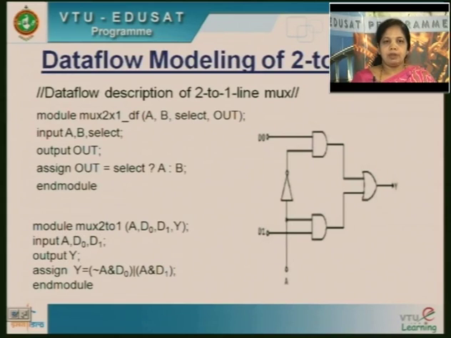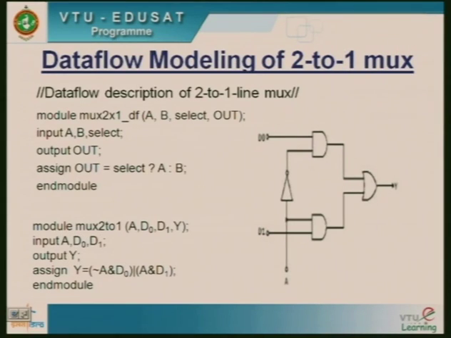So take an example of a 2:1 multiplexer. As I know, in a 2:1 multiplexer, we have only one output, two inputs and a selection line. So you can just see here the declaration: A, B, and the selection line, and one will be the output. So I am going to use an assign statement over here.